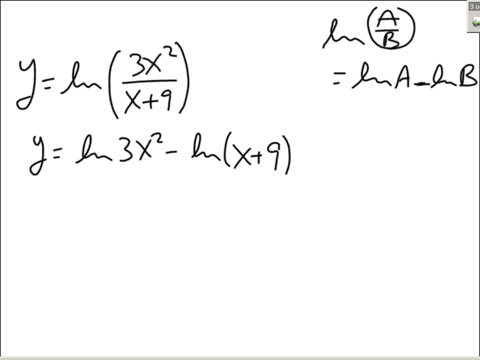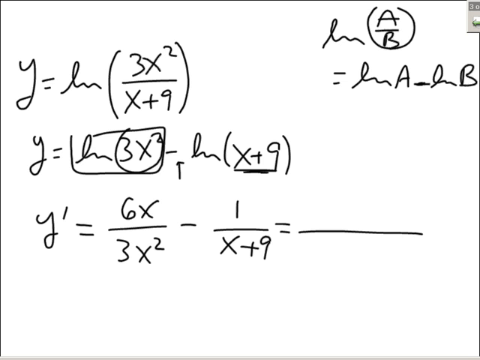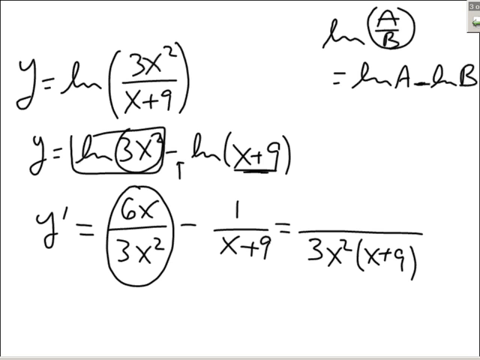Now taking the derivative of this is very, very straightforward. You take the derivative of ln of 3x squared, put 3x squared in the bottom, and its derivative on top, minus the derivative of ln of x plus 9, you put that in the bottom, its derivative on top. The calculus is over. Now it's all algebra. The common denominator will be 3x squared times x plus 9. Top and bottom here gets multiplied by x plus 9.